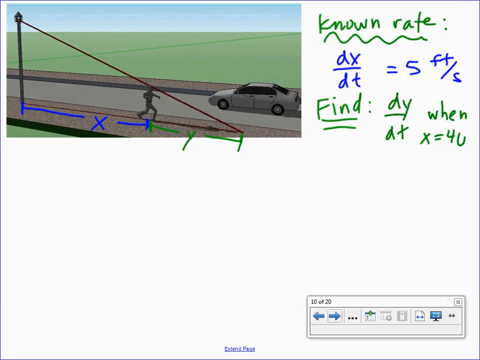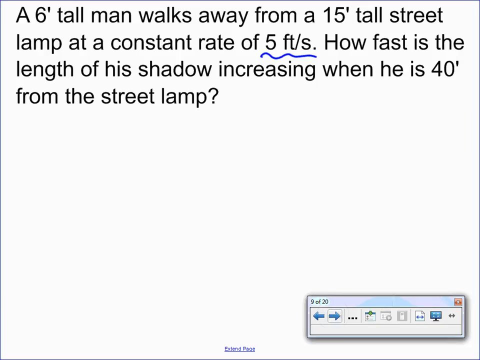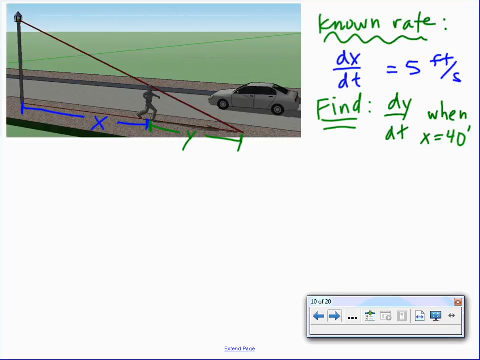All right. I think we have enough now. So 1 and 2 we've kind of done together. We've drawn a picture and labeled it with relevant quantities. If the quantity is changing, it has to get a variable, right? Next, we've written down our known rate and our unknown rate. Now we'll write a formula that relates the quantities in question. I'm going to try to limit the variables in my formula to only those quantities that are changing. So let's take a look at our picture. How can I write a formula that relates those quantities in question?